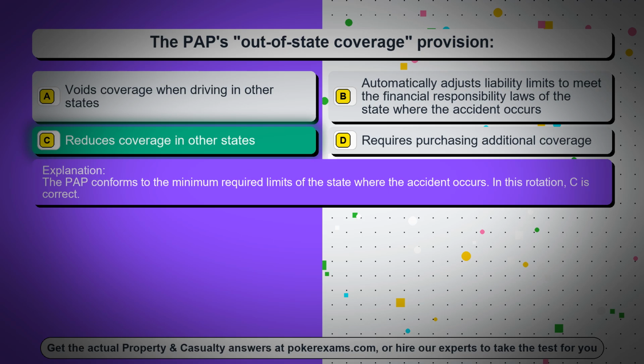The PAP conforms to the minimum required limits of the state where the accident occurs. In this rotation, C is correct.